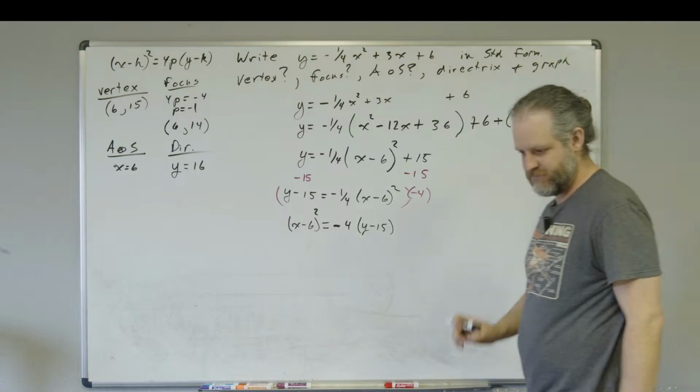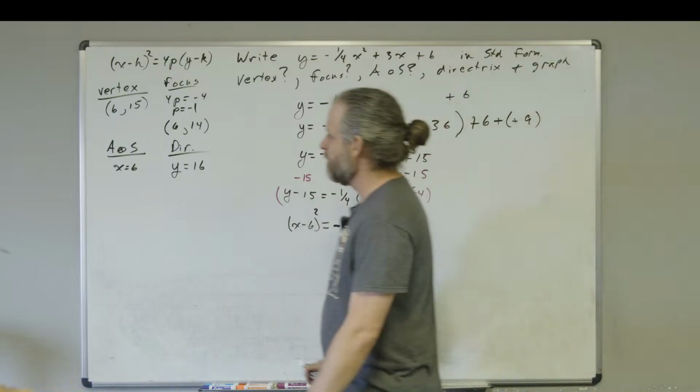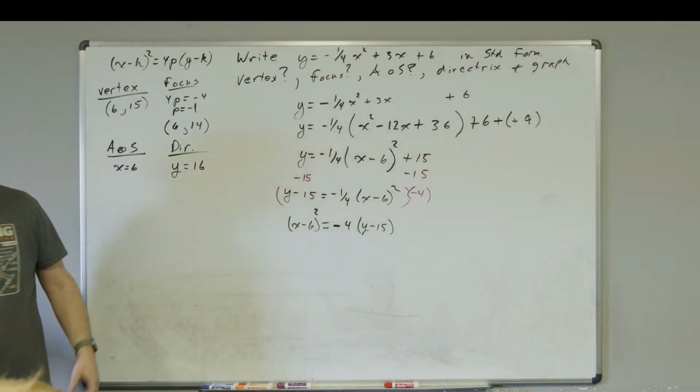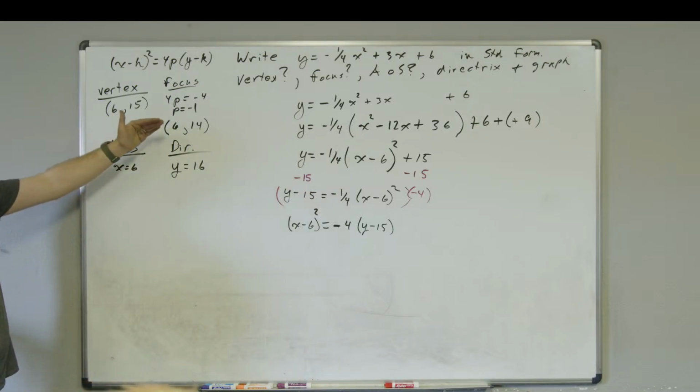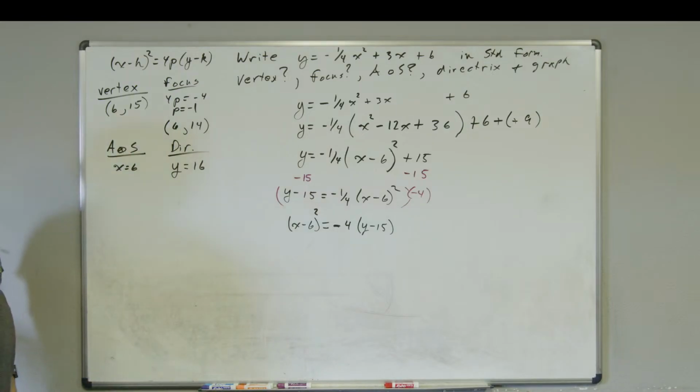Why is it y equals 16? Because the equation is Y equals K minus P. X equals k minus p. Okay, let's graph the thing.